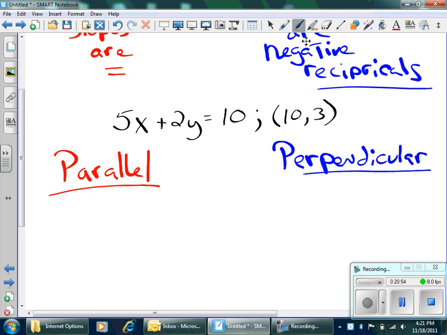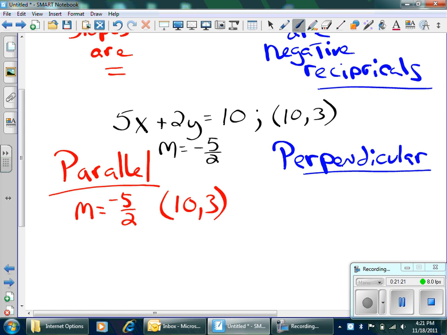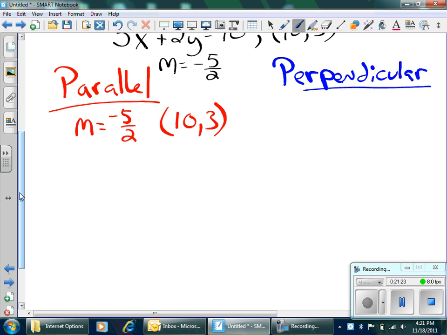Well, first thing I'm going to do is identify the slope of the original equation. The original equation slope would be -5/2. How to get those so fast? I just did -a over b. That means my parallel line has a slope of -5/2 because the slopes are the same. They have to be, otherwise the lines would end up crossing. I also know that the parallel line must go through the point 10, 3. How do I know that? Because that is the problem.